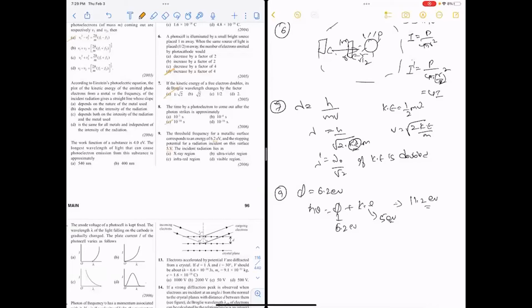11.2 eV. So find out lambda. Lambda in nanometers is how much? 1210 by 11.2. How much are we getting? Around 100. Agreed or not? 1210 by 11.2, so approximately 110 nanometers. So it is in the region of ultraviolet or not?